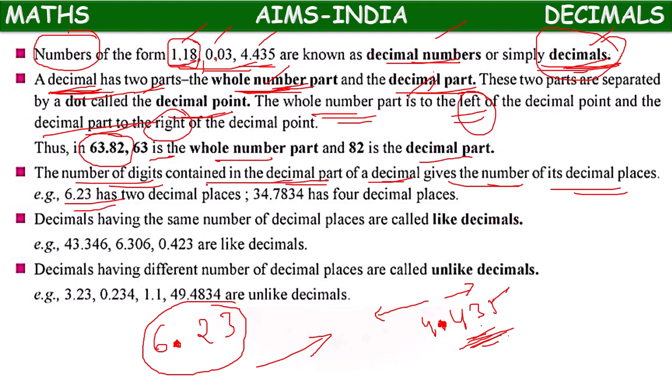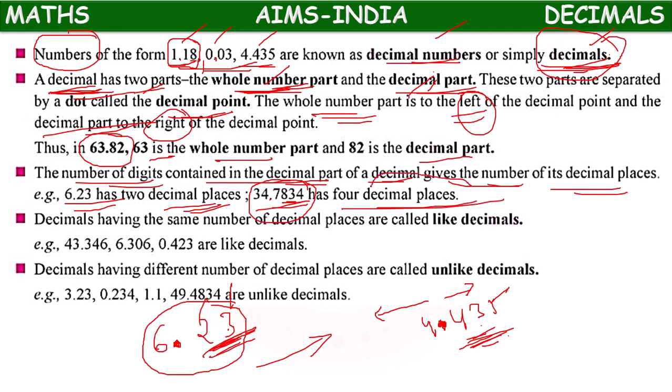Means in the decimal part, how many places are there? That many decimal places will be there. In the decimal part, we have two digits. So 6.23 will be having two decimal places. Suppose if you have 38.7834, in the decimal part, we have four digits. So it is having four decimal places.